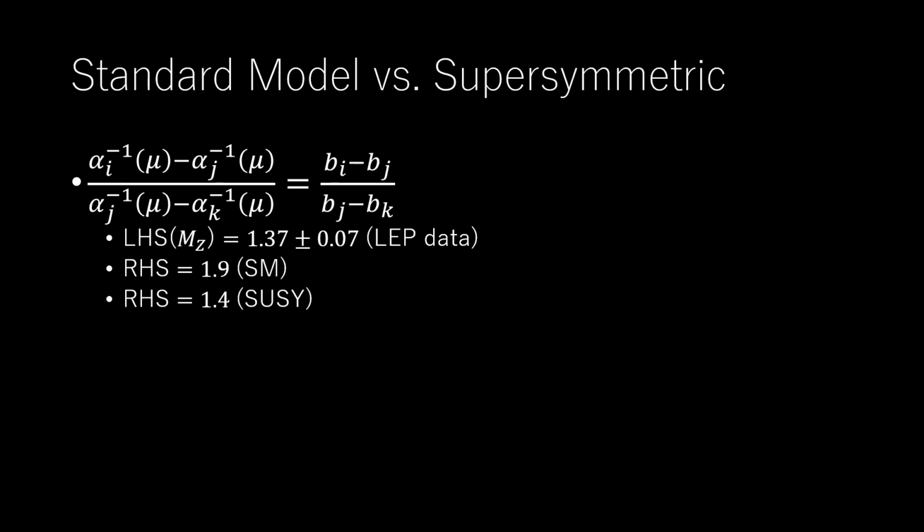When superpartners are included in the loops, and there are two Higgs doublets as is necessary in the supersymmetric extension, the right-hand side equals 1.4, which is consistent with the left-hand side given by the LEP data. Within experimental errors, the supersymmetric extension of the standard model fully unifies. This is one of the reasons people have been enthusiastic about nature being supersymmetric.